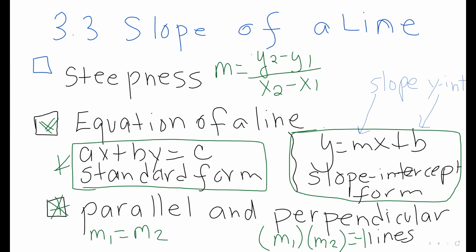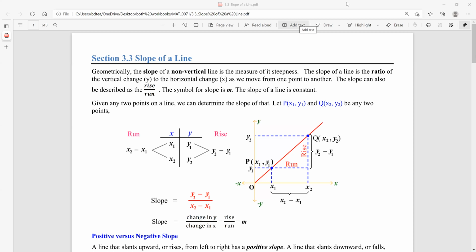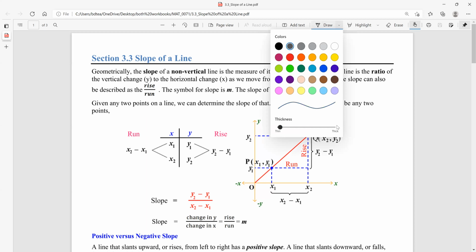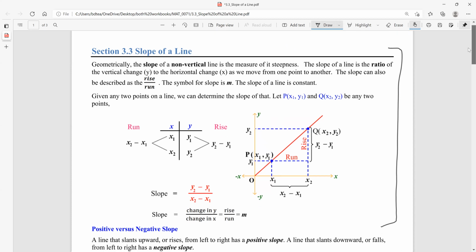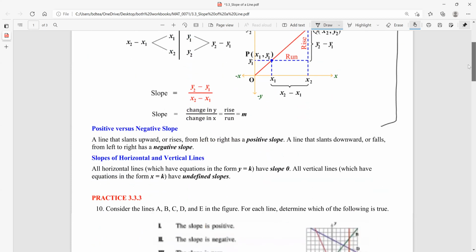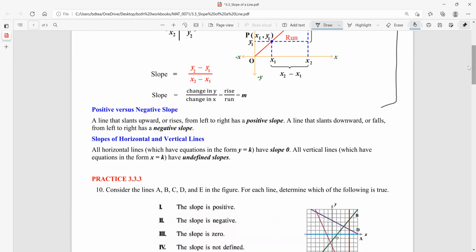So going to the workbook now. Okay, so this is from the workbook, a few problems from the workbook. In the beginning, we talked a little bit about this, the slope and the steepness of a line. You can pause the video to look at that again.